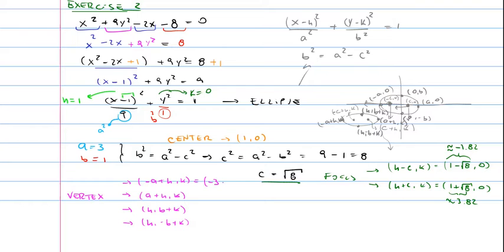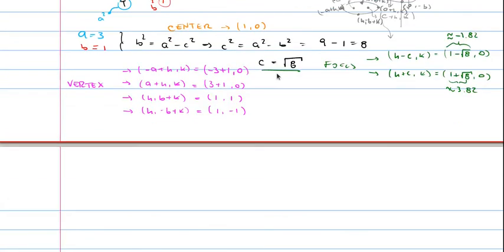Minus a is minus 3 plus h, which is 1, and 0. 3 plus 1, 0. 1, and b is 1 plus 0. And this one would be 1 minus 1 plus 0. Now with all this information, we can plot our ellipse.